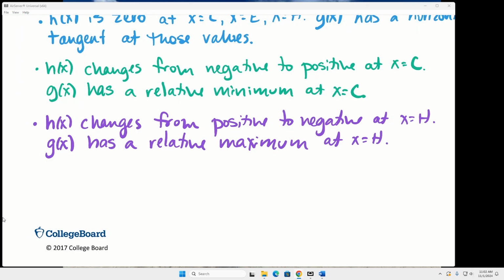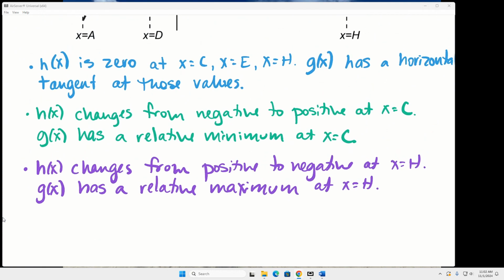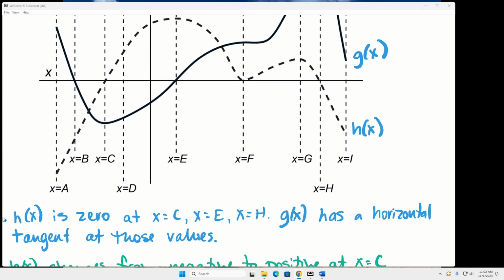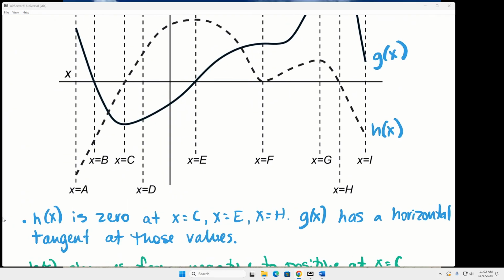So why did we say that on the first one, h of x is 0 at x equals e? At x equals h? It is. Oh, it isn't. Just kidding. It should have been f. Thank you.